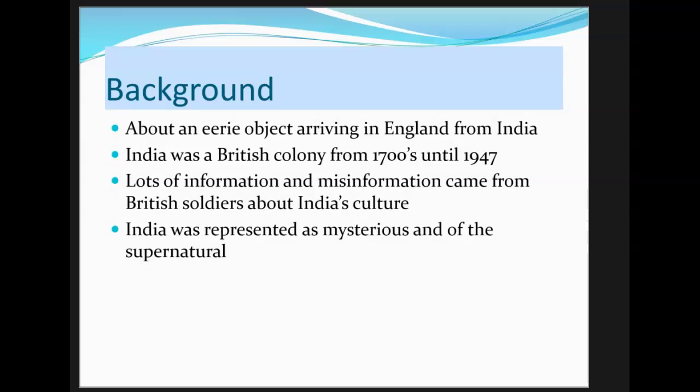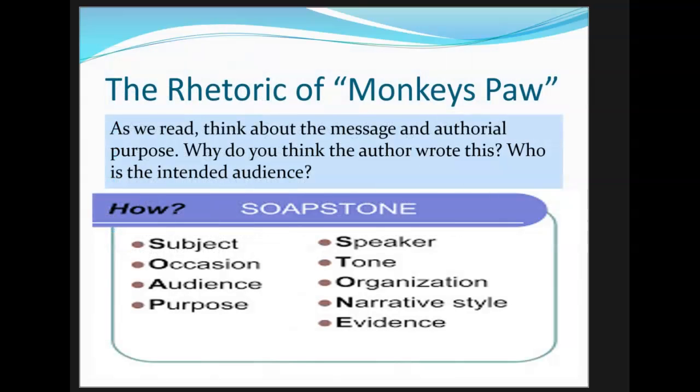So a little background on the story, and obviously those true or false, agree or disagree questions were just to get you anticipating and excited about the story. And also to be thinking about, what could it possibly be about? Does it have to do with fate and recurring themes in literature such as man's struggle for meaning? So a little background, an eerie object arrives in England from India. India was a British colony from the 1700s until 1947. Lots of information and misinformation came from British soldiers about India's culture, and India was represented as mysterious and of the supernatural.